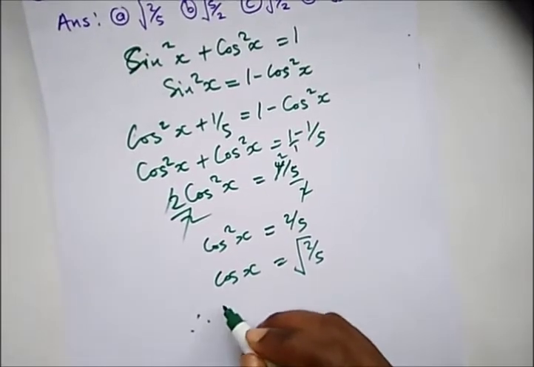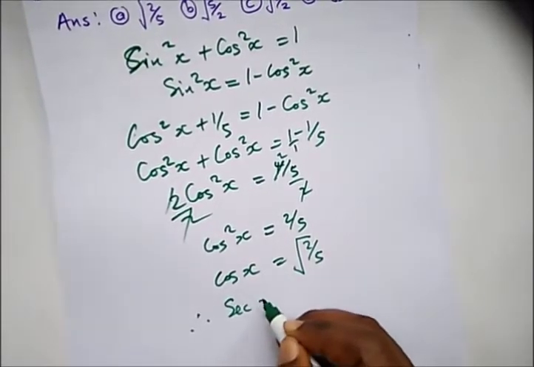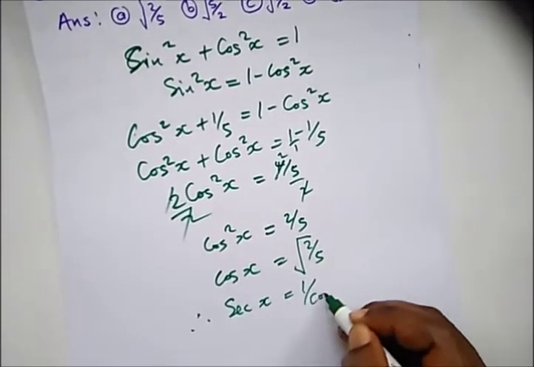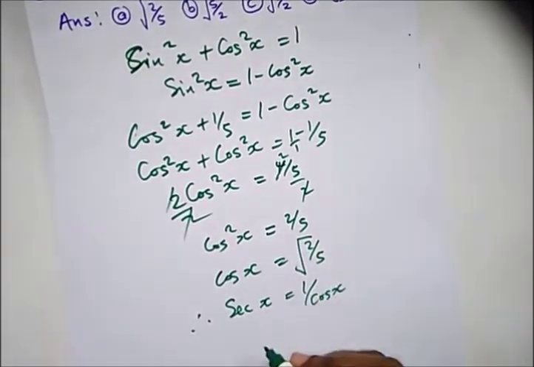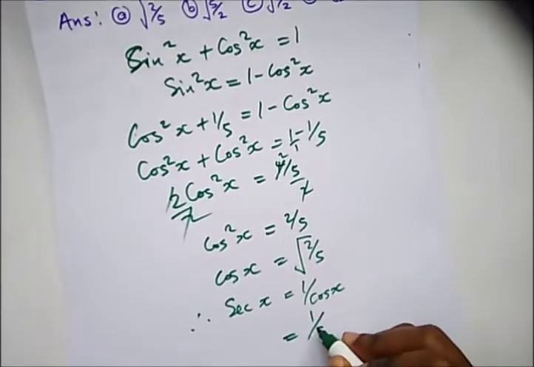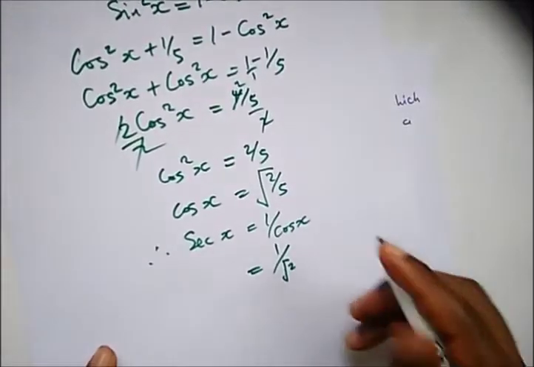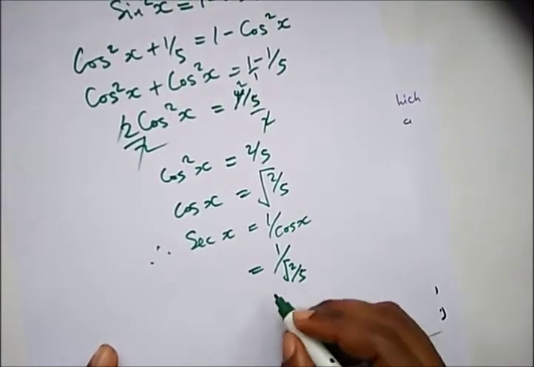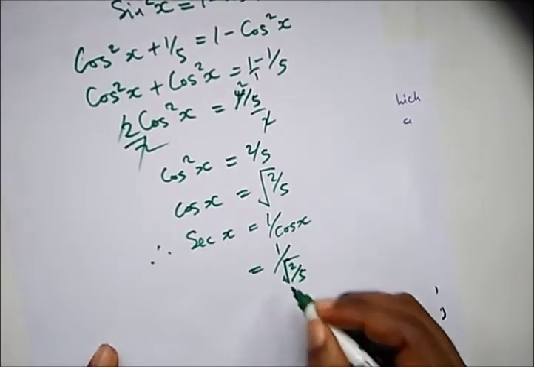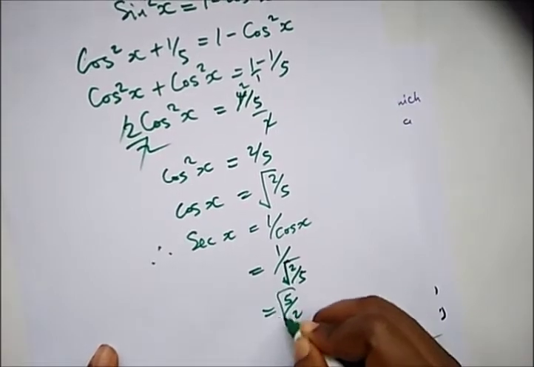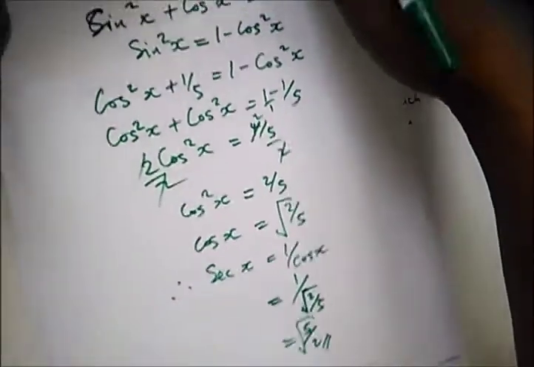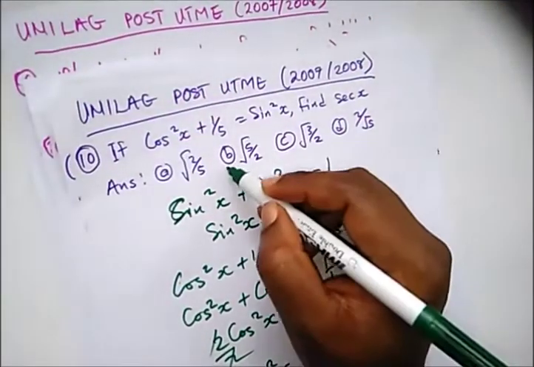And also remember that sec x is equal to 1 over cos x. So it's just to divide this into 1. So we have 1 over root 2 over 5. So here it will just be the reciprocal. So we have 5 over 2 root 2. So this is our answer, and our correct option here is option B.